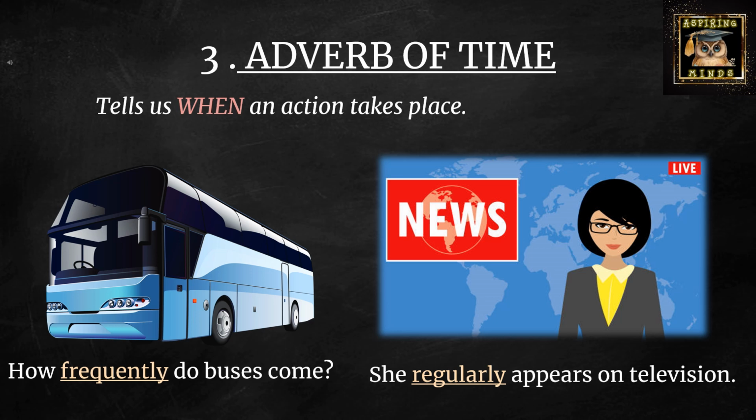So the example goes like, how frequently do buses come? Here the word frequently becomes adverb of time. And in the second one, we of course regularly watch the news anchors giving us news on the television. So what do we see? She regularly appears on television. Here the word regularly becomes adverb of time.